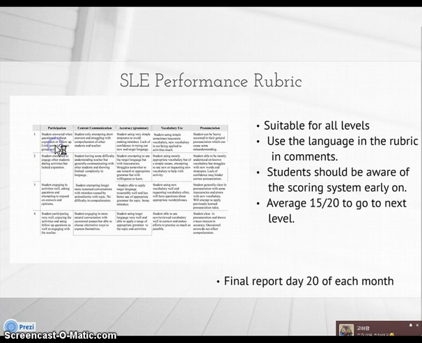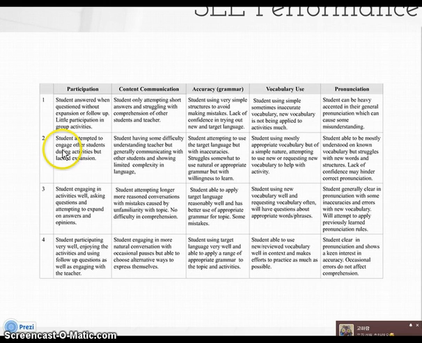Okay, so the rubric is fairly simple. Like I said, the 5 main areas. The 2 most important that we're looking at are participation and content communication. Participation, obviously, how well are they doing in the activity in terms of participating? So starting at the lowest score, student answered when questioned without expansion or follow-up. Little participation in group activities. Could be at any level. All the way through to students clearly doing more, enjoying it, engaging with each other.